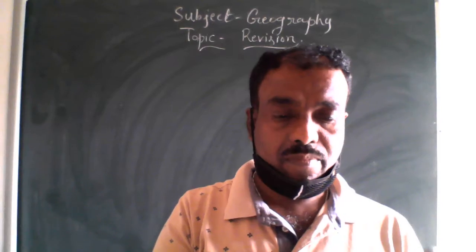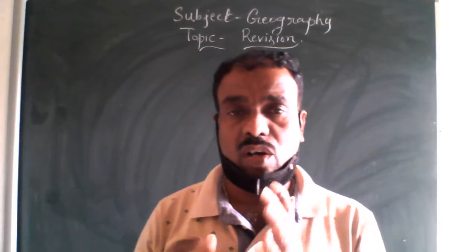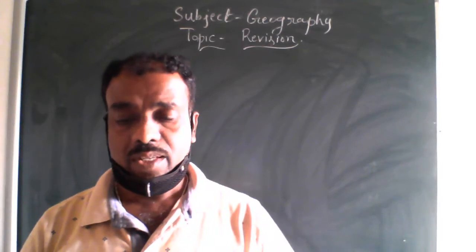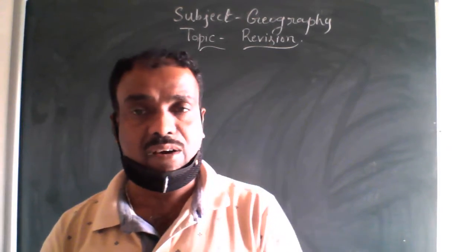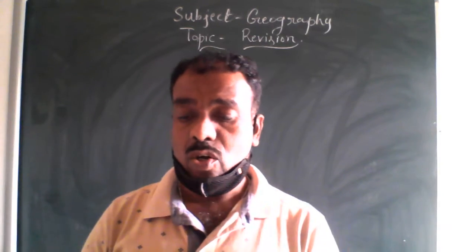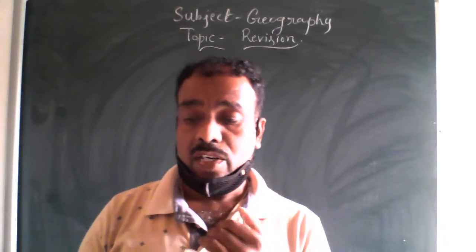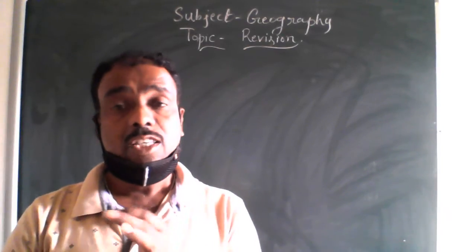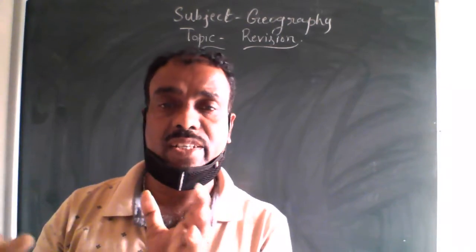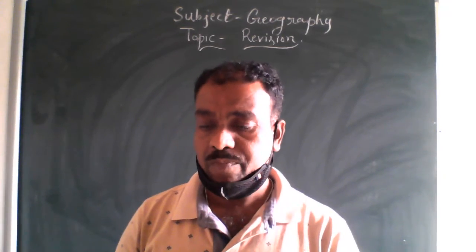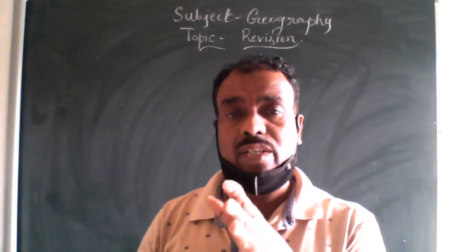Actually, based on receiving the rays of the sun, there are heat zones. The area where the sun rays are received directly, especially from the Tropic of Cancer to the Tropic of Capricorn, is called the torrid zone. Then, dear students, from the Tropic of Cancer to the Arctic Circle, the heat is a little bit less compared to this zone, and that is called the north temperate zone. And in the same way, from the Tropic of Capricorn to the Antarctic Circle is called the south temperate zone.